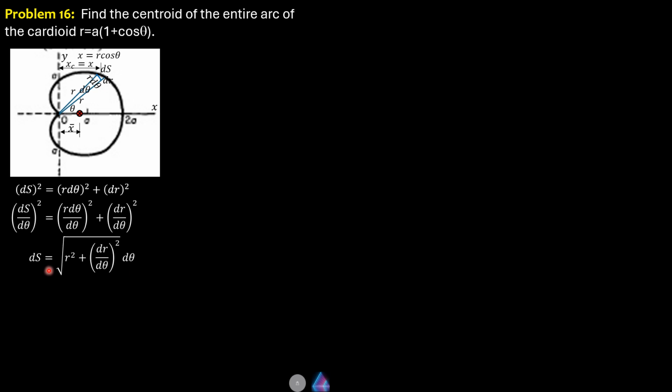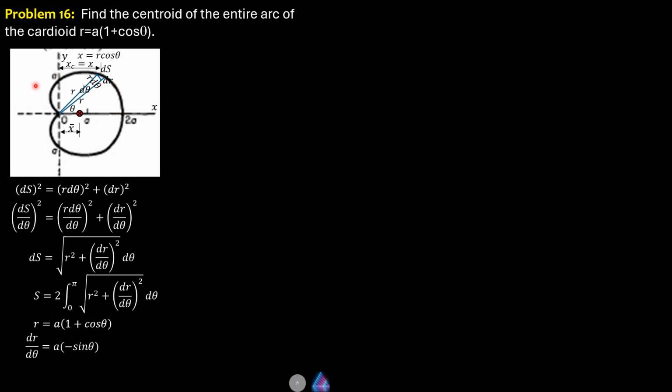So the formula for s, therefore, we multiply it by 2 because we only consider the upper half of the graph. So we consider also the lower half. So s equals 2 times the integral of the square root of r square plus dr d theta square d theta, times 2 to consider the lower half also. So r is a quantity 1 plus cosine theta. So that means the derivative of r with respect to theta is a times negative sine theta. And substitute here, s is equal to 2 integral, limits would be from 0 to pi.